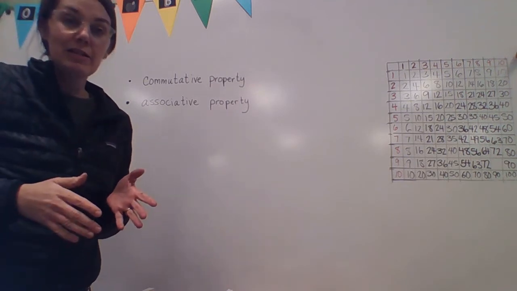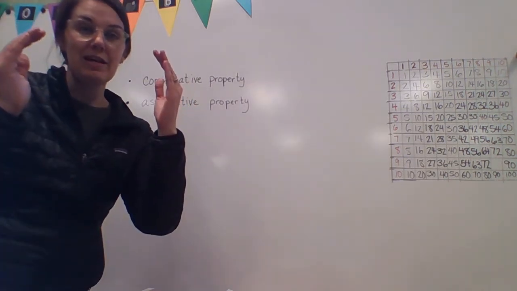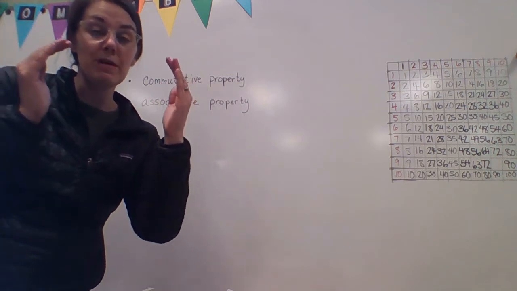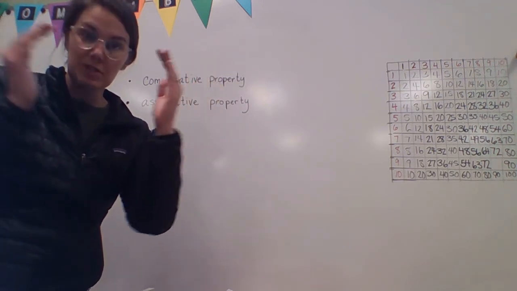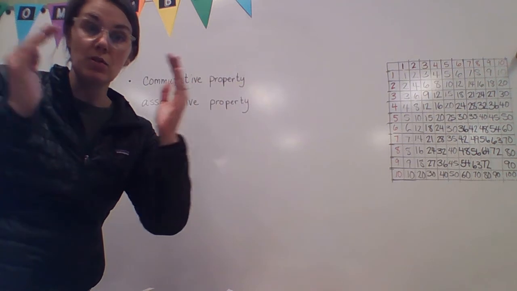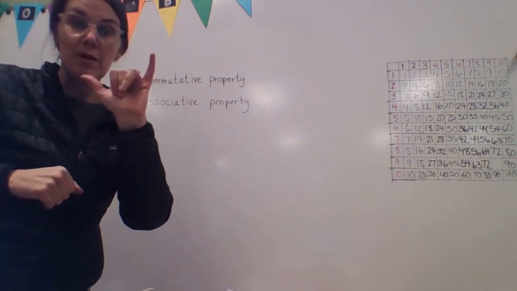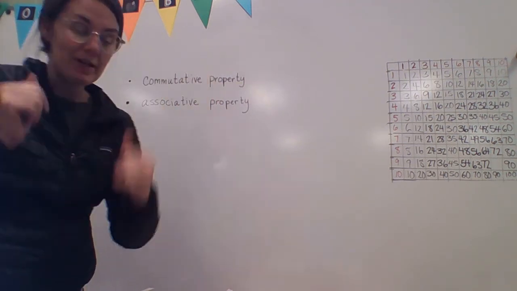The hand gesture I like to use for this one is this. This kind of reminds me of those parentheses, grouping the numbers together, and also just bringing things together as a group. So associative property. Commutative property, associative property.